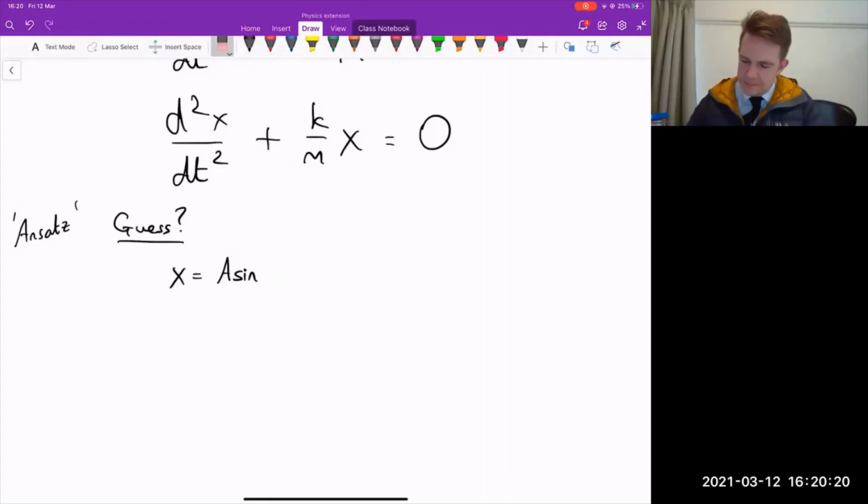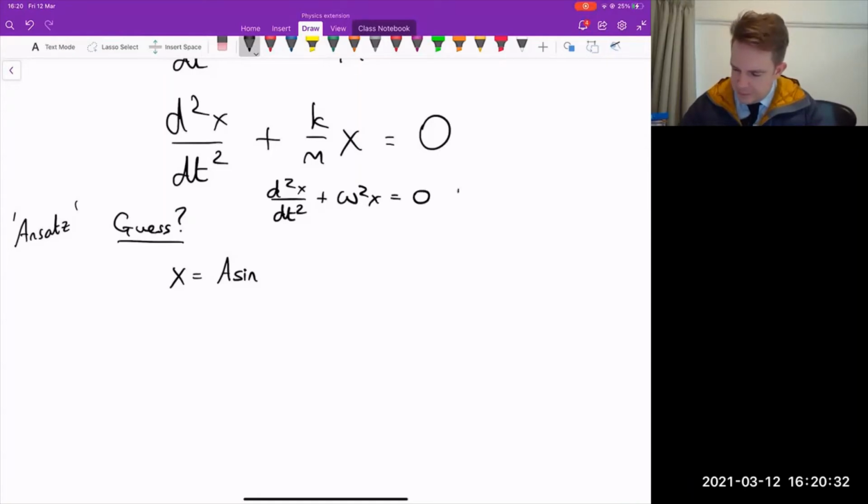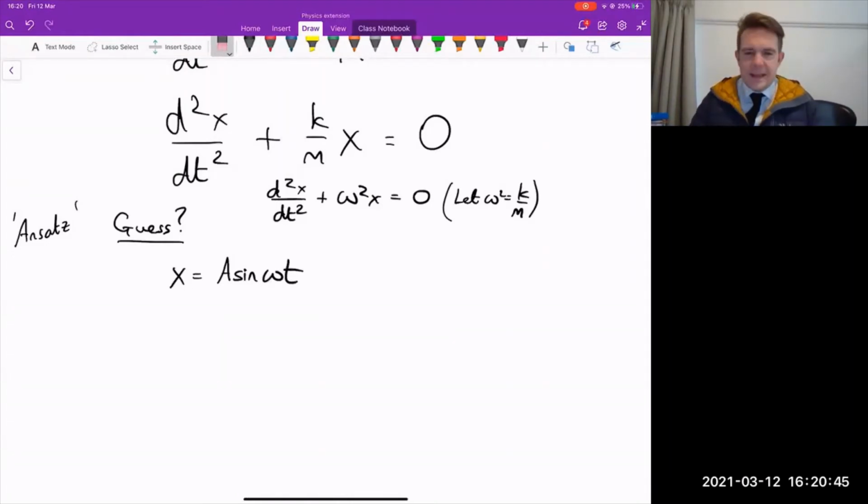Oh, sorry. Can I make a substitution here? Instead of k over m, I'm going to write omega squared, just because. So let omega squared equals k over m. Right. I'm going to suggest the solution, a sine omega t. So this is my guess. How could I prove that that's a solution to this equation?